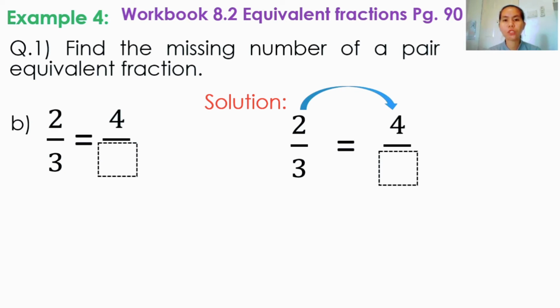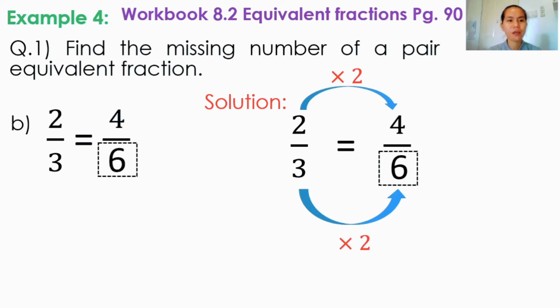Yes, we will multiply 2 by 2. So 2 times 2 is equal to 4. Whatever you do with the numerator, you will do the same to the denominator. So we will also multiply 3 by 2. What is 3 times 2? 6. Therefore, the missing number here is 6. It means 2 over 3 is equal to 4 over 6.